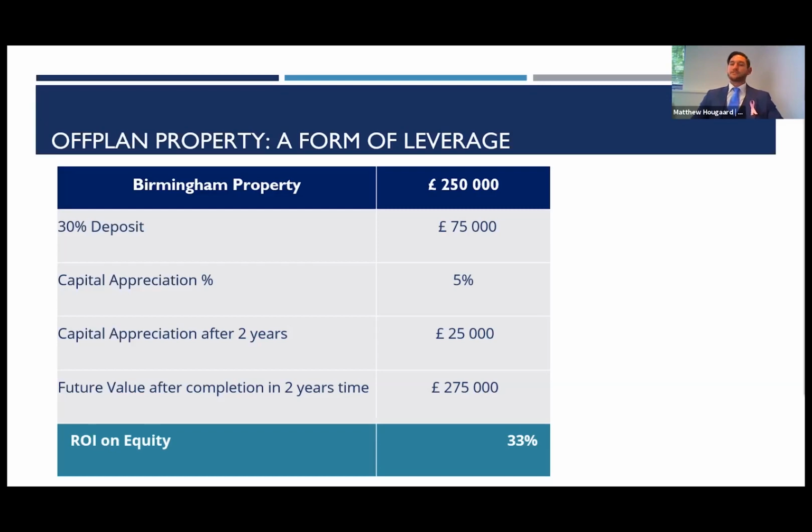Now, let's assume you purchase an off plan property that completes in 2 years. Let's take the same scenario with the leveraged property in the previous slide. On a £250,000 property, we put down £75,000 as a deposit. Essentially, you're locking in a price now for a property that will complete and grow in value over the next 2 years. So assuming 5% capital appreciation per year, your £250,000 property will have appreciated by £25,000 in that 2-year period, or a 33% return on investment before it's even completed.